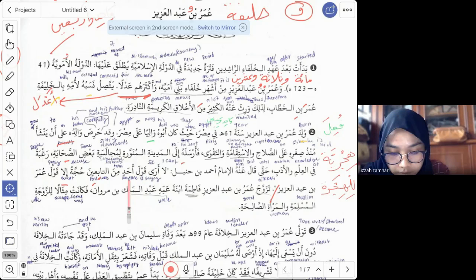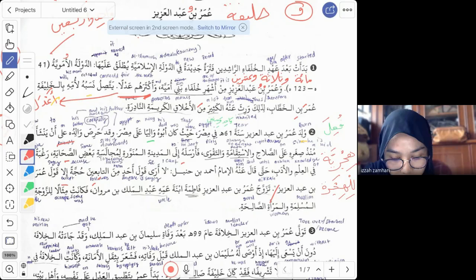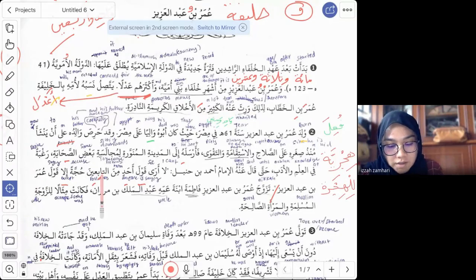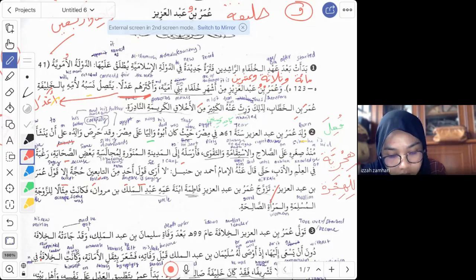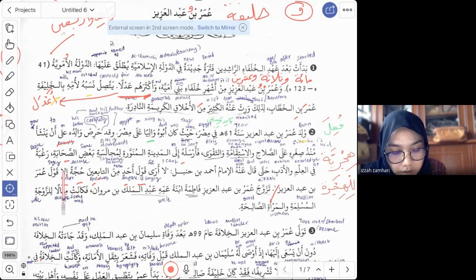La aro qawla. La means no, aro means see, qawla anyone is saying, ahadin min at-tabi'ina, at-tabi'ina means followers, hujjatan, except, hujjatan excuse, ila means except, qawla means saying, Umar bin Abdul Aziz.